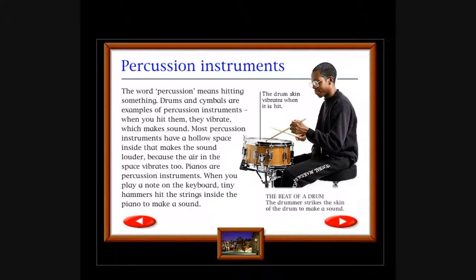Interesting. The word percussion means hitting something. Drums and cymbals are examples of percussion instruments. When you hit them, they vibrate, which makes sound. Most percussion instruments have a hollow space inside that makes the sound louder because the air in the space vibrates too. Pianos are percussion instruments. When you play a note on the keyboard, tiny hammers hit the strings inside the piano to make a sound. The drum skin vibrates when it is hit.